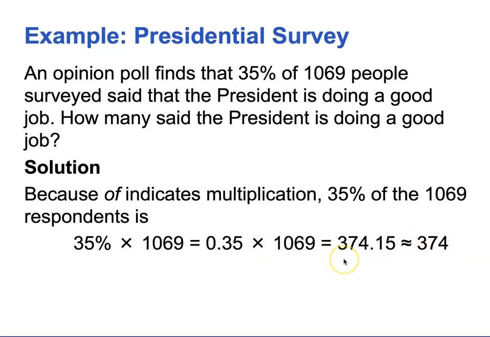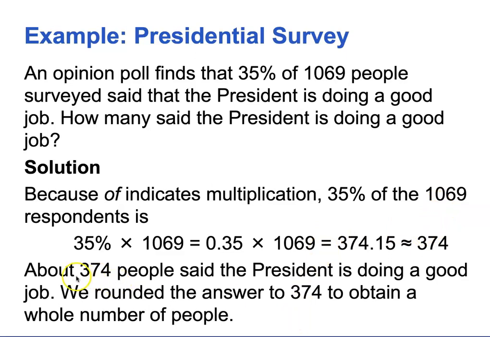Now, this is where you have to make sure you're doing it correctly by seeing if it makes sense. So when we're talking about 35% of 1,069 people, 35% is going to be less because this is the total and this is only going to be part of it. So when we go back and look, is 374 less than the total? It is when you look at that. So about 374 people said the president is doing a good job. We rounded the number to 374 to obtain a whole number because of what we're talking about, which is people. Remember what your units are.